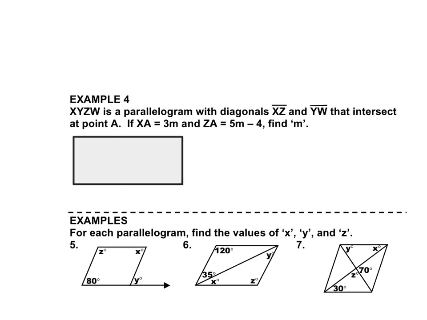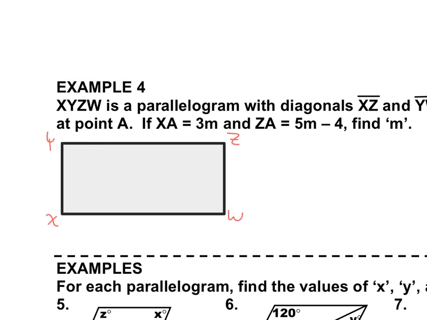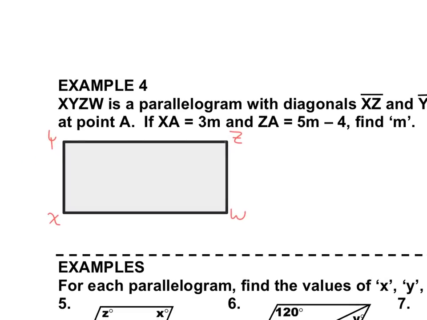Let's see. They told us that this is XYZW. And they tell us it has diagonals XZ, so I'm going to sketch that in. And YW. It says that they intersect at point A. Now I need to fill in the rest. It says if XA is 3m, and ZA is 5m minus 4, it says find m.